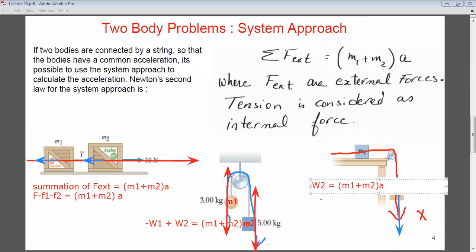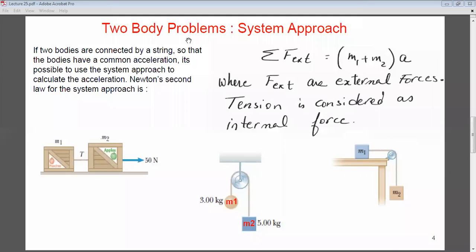So if you see a question like this where there are two objects and it's asking for acceleration, my advice to you, use the system approach and get the acceleration. Now, let's solve one more problem from your booklets.